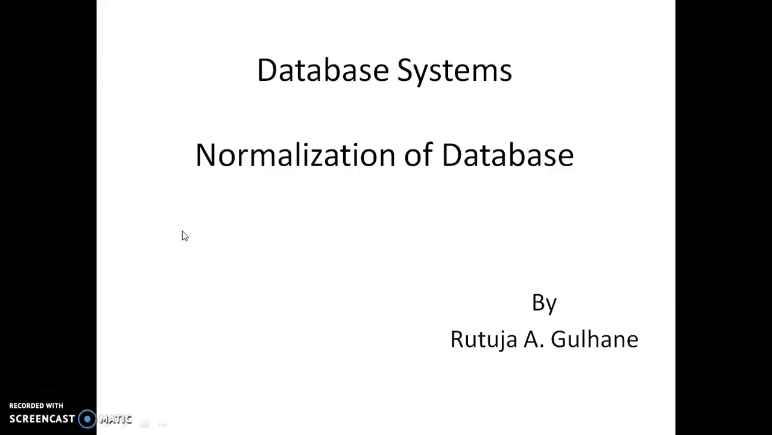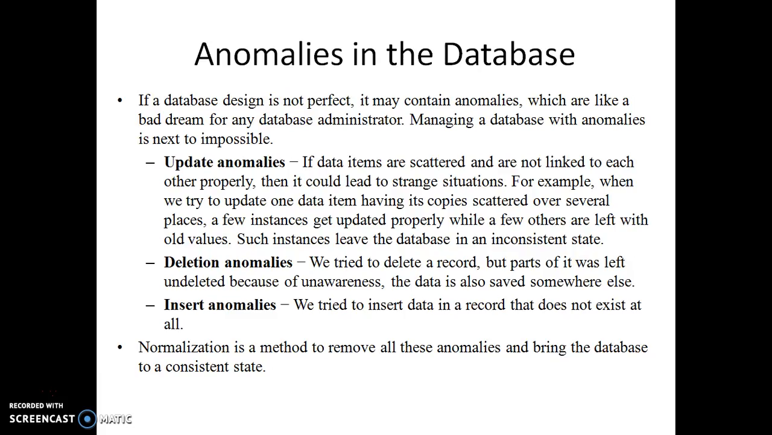Today's topic is normalization of database from database systems. First, we will see what are the anomalies or problems present in the database. If a database design is not perfect, it may contain anomalies which are like a bad dream for any database administrator. Managing a database with anomalies is next to impossible. There are three types of anomalies present in the database: update, deletion, and insert anomalies.